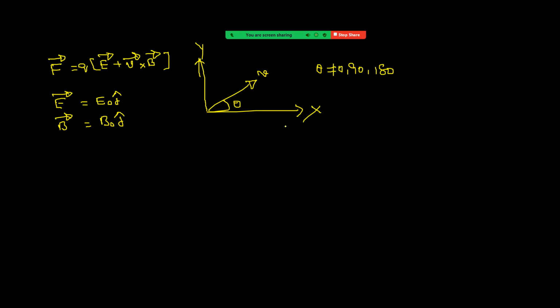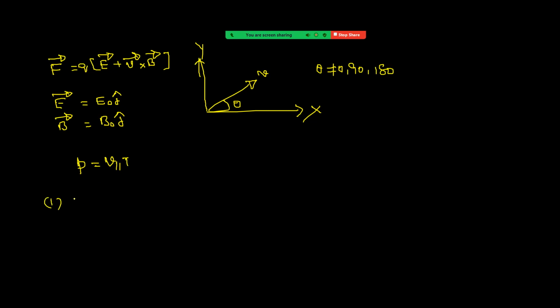And observe carefully, coming to pitch. How is pitch calculated? It is V parallel into the time period of revolution. This is only when the magnetic field is present. But here, the electric field is also present. So see the possibilities now.